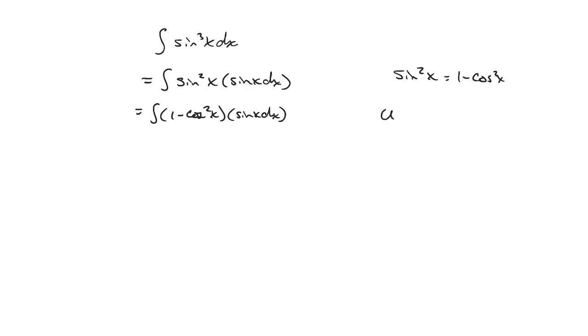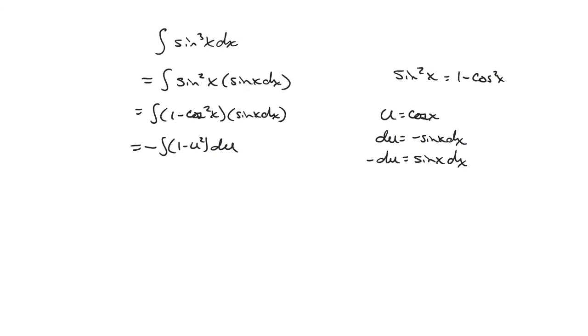So I will let u be the cosine of x. Du will be negative sine of x dx. I don't have the negative in there, so I'll multiply both sides by -1. The opposite of du is the sine of x dx. It's time to substitute. Sine of x dx was negative du, and then cosine became u. So 1 minus u squared du.